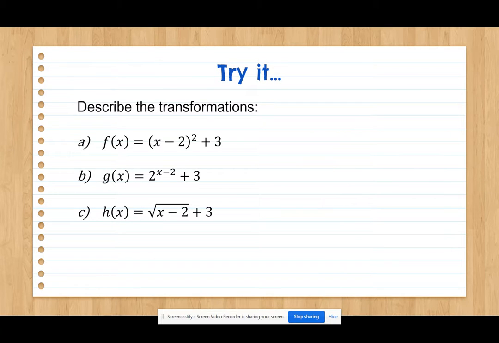Okay. All right, so go ahead and describe these transformations. Pause your video. If you need to, you can graph them, but I think that you guys can figure it out just by looking at the actual equations here.